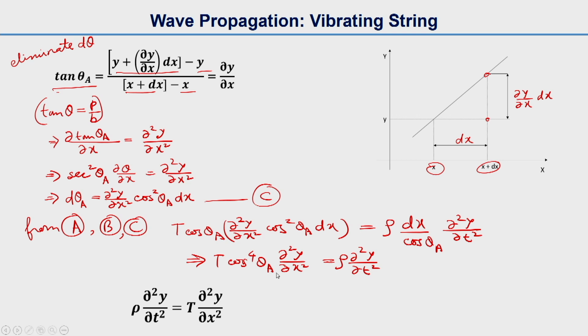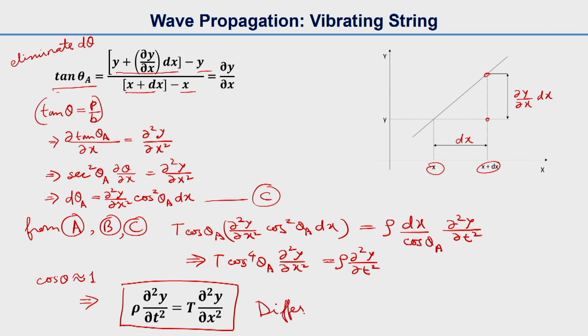So for very small oscillations, if we consider oscillations are very small, then cos theta will be equal to 1, and that will give you this equation. So this is the differential equation describing a wave, or you can call it a wave equation.